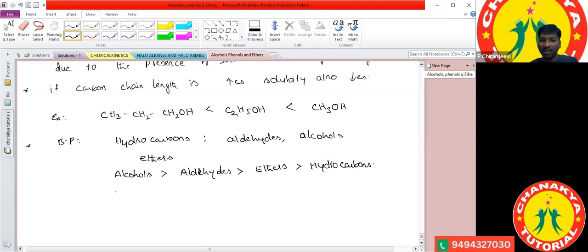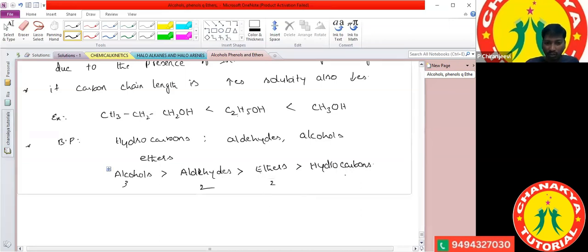Now, if you see clearly, alcohol forms 3 hydrogen bonds. Aldehyde forms 2 hydrogen bonds only. Ethers also form 2 hydrogen bonds, but aldehydes and ketones have stronger hydrogen bonding compared with ethers. So due to that reason, alcohols have a higher boiling point than aldehydes, aldehydes have a higher boiling point than ethers, and ethers have a higher boiling point than hydrocarbons.